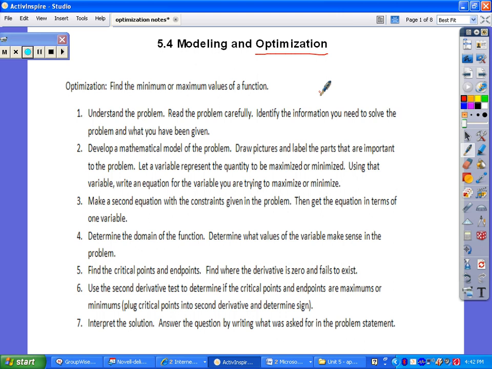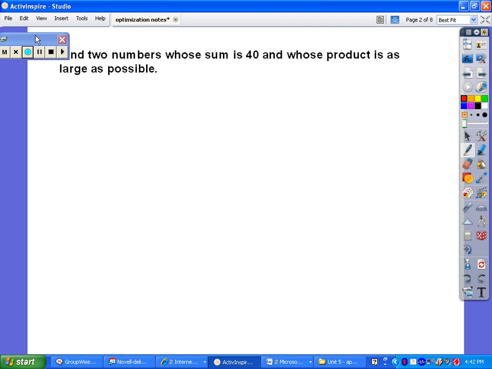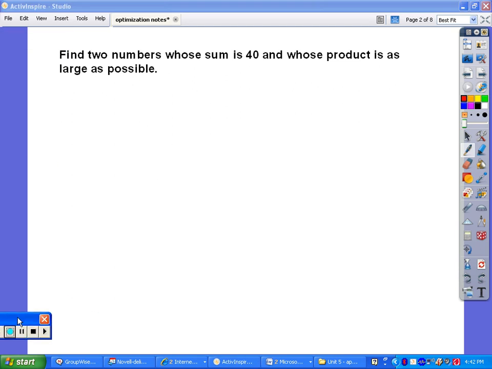So today we're going to learn about optimization. Optimization is finding minimum and maximum values in real life. So we're going to look at different situations and how to optimize the problems to find the maximum value or the minimum value that answers the question. The first example you might be able to figure out in your head, but we're going to use calculus, and you want to find two numbers whose sum is 40 and whose product is as large as possible.